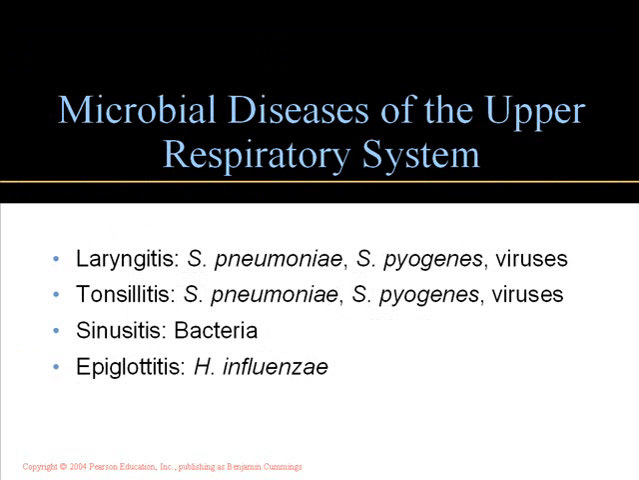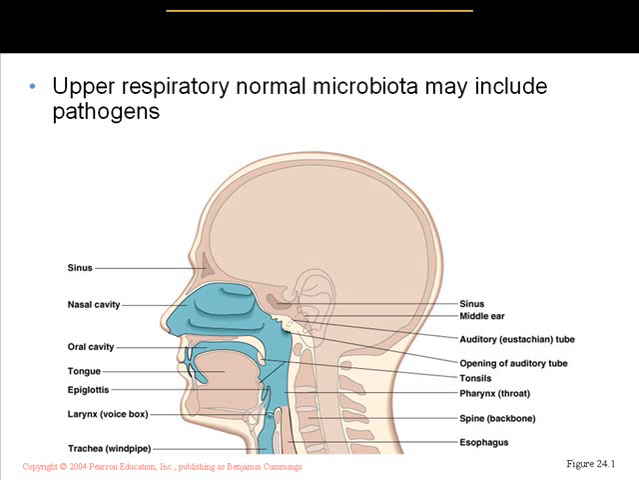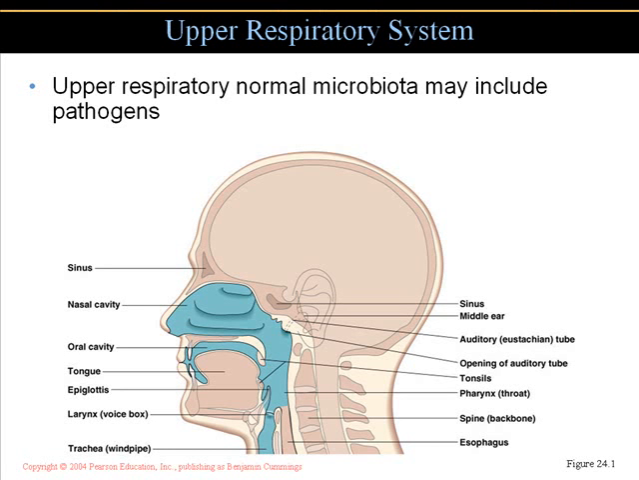Microbial diseases of the upper respiratory system: laryngitis, tonsillitis, sinusitis, epiglottitis. Again, those are the most common organisms that are associated with these inflammatory conditions. This illustration just shows you the upper respiratory system, sinuses in the frontal sinus, maxillary sinus, sinuses in the middle of the ear. There's also a sinus back here, the mastoid sinus.